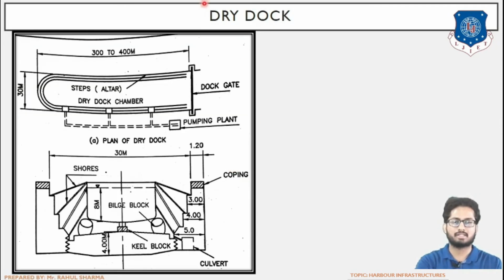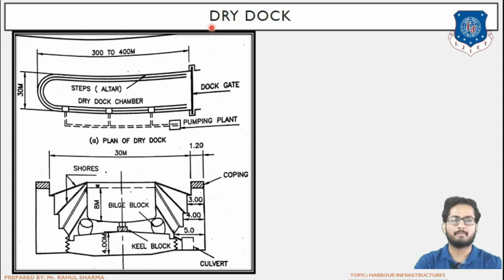Next now is a very important topic of this chapter, that is dry dock. Firstly, the purpose of dry dock is to carry out the repair or maintenance work of ship. So that is the basic purpose, repair and maintenance work of ship. Now here the word dry has been mentioned.